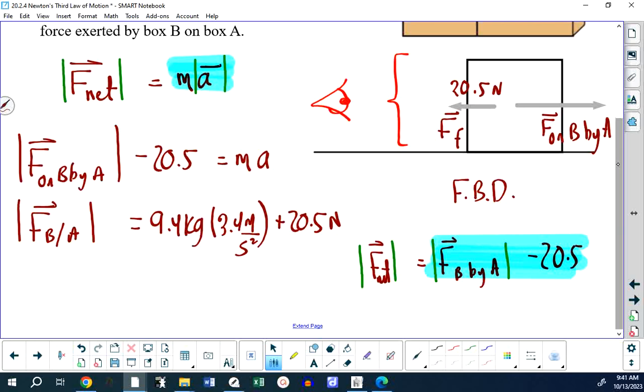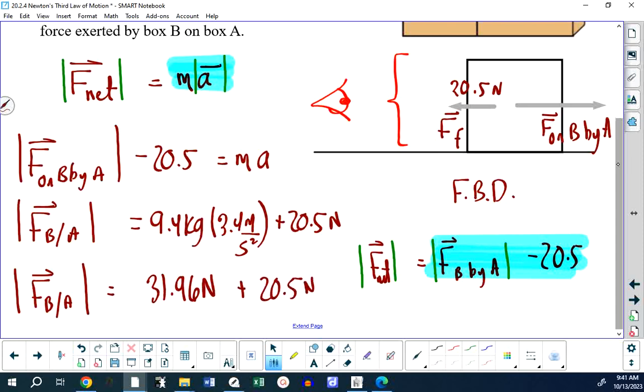Have you got it, Joseph? 31.96. 31.96 newtons. So this force that A is exerting on B will be 31.96 newtons plus 20.5. And that's going to be the answer, okay? But I want to try to get you to imagine why this makes sense, or why it could make sense. When you calculate ma, you're calculating the net force, right? So it requires, I'm going to call it 32 newtons.